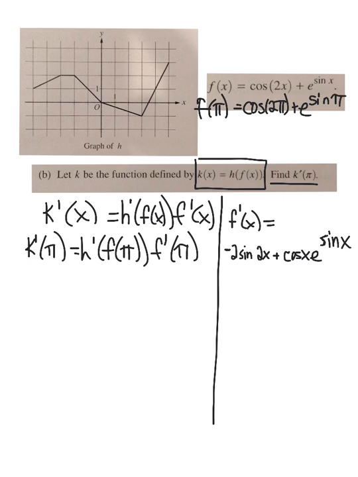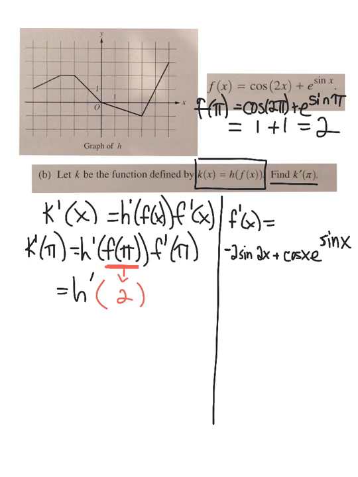All right, so I want to take a minute and figure that out. You can pause me. Okay, so the cosine of 2 pi is 1, and e to the sine of pi, well, the sine of pi is 0, so that's e to the 0, and anything to the 0 power is just 1, so f of pi is 2. So then when I'm looking down here, I can replace this value with 2. And then I'm just going to bring down my h prime.